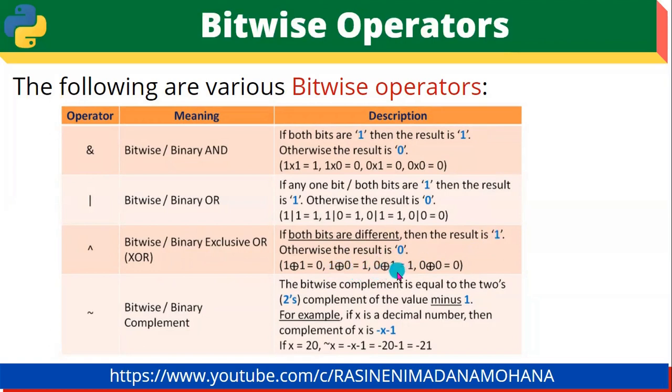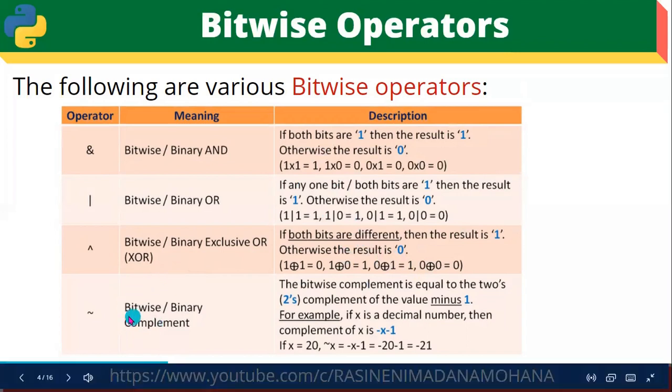Then 0 exclusive or 1, both are different, the result is 1. So now theoretically we have to know all these conditional values. Whenever you use the same operator in a program, whatever values we have taken, the result depends on these conditions only. So we have to remember all this.